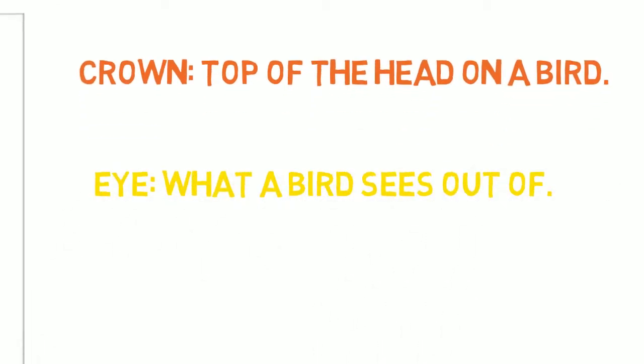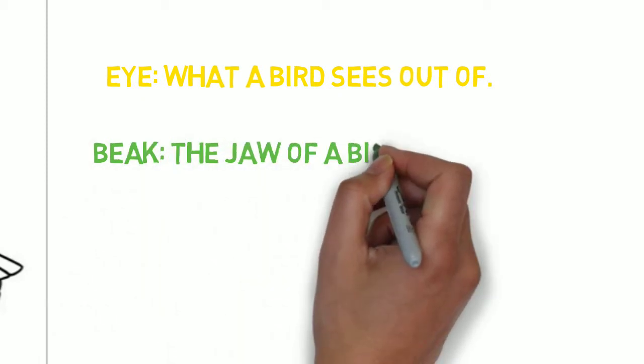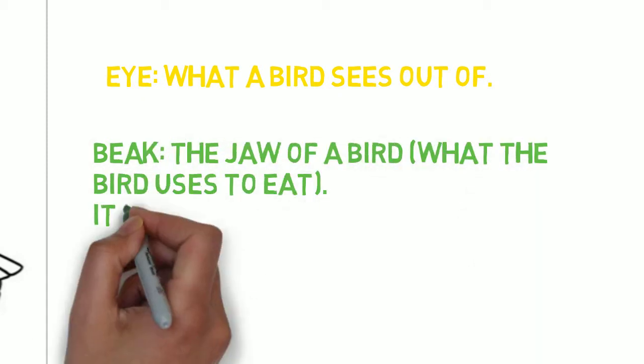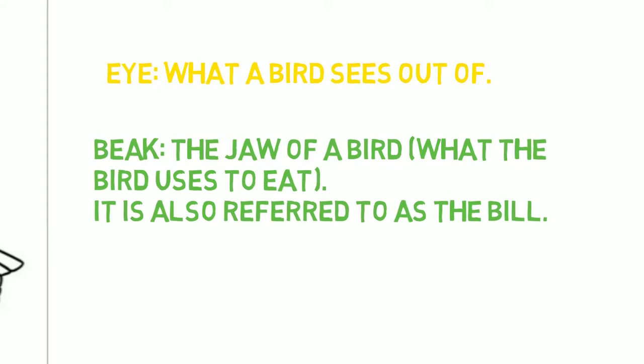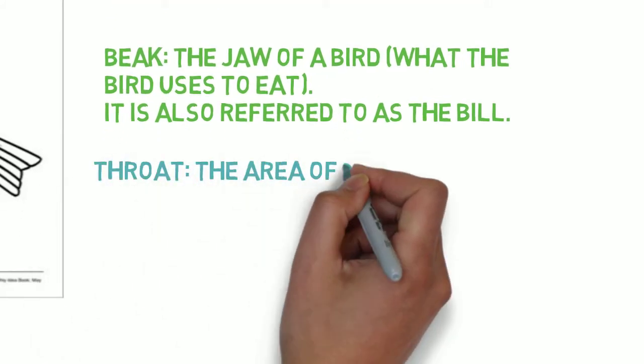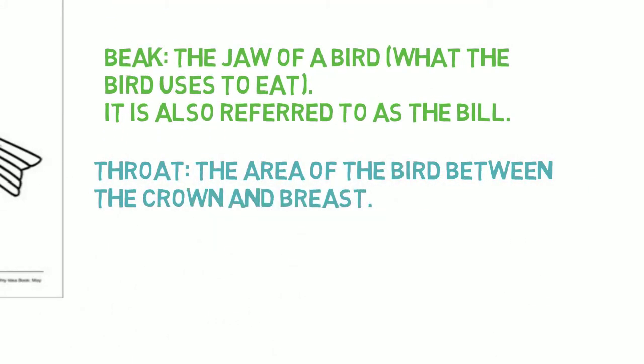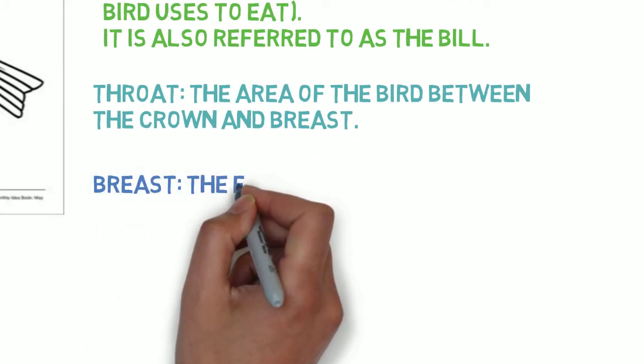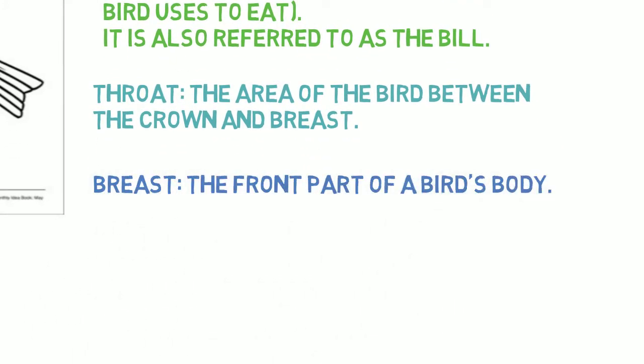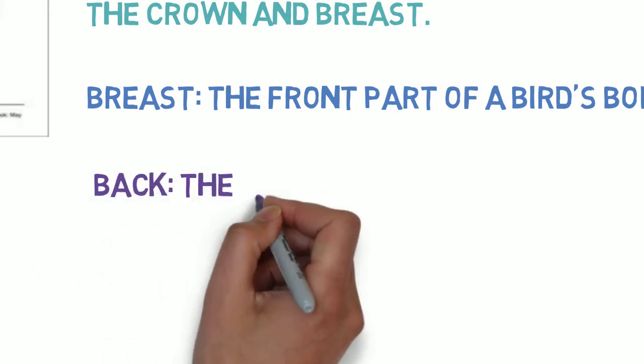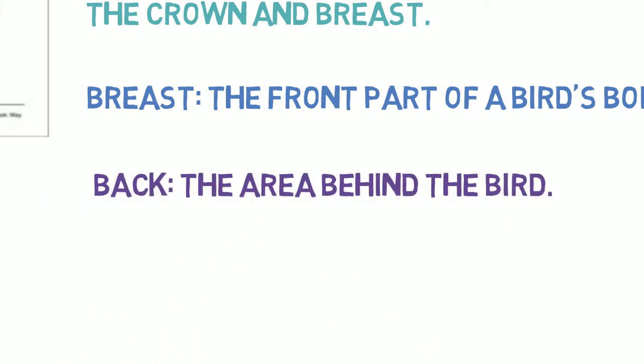The eye, what a bird sees out of, just like we see out of our eyes. The beak, the jaw of a bird, what the bird uses to eat. It is also referred to as the bill. The throat is the area of the bird between the crown and breast. The breast is the front part of a bird's body. Often it is colored. Back, the area behind the bird.